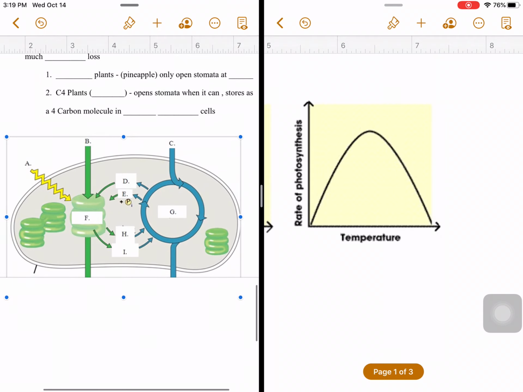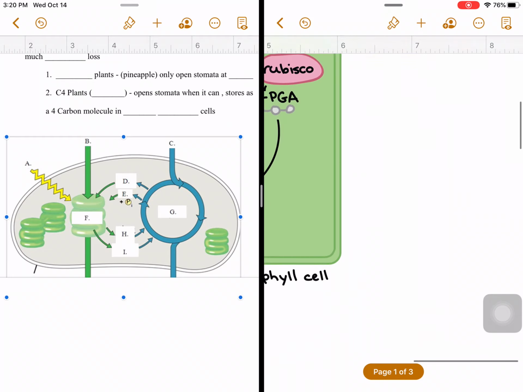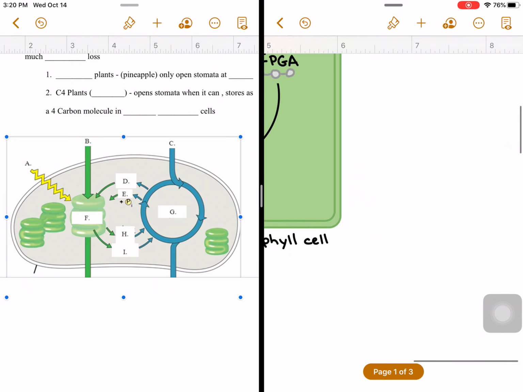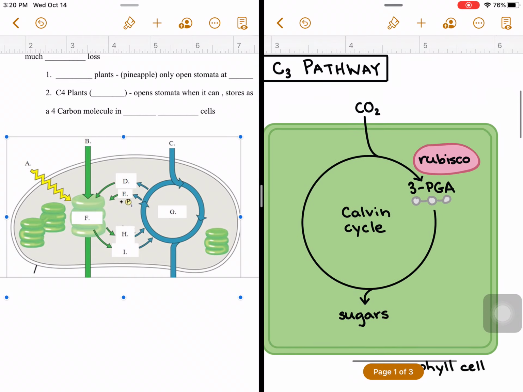So two different types of plants are what we're going to discuss. We'll talk about the CAM plants, C-A-M, such as your pineapple, and C4 plants, such as corn. So in CAM plants, they only open their stomata at night. This is when it's much cooler, the sun isn't beating down on them, and then they'll kind of store it into another molecule, and they'll use it later.